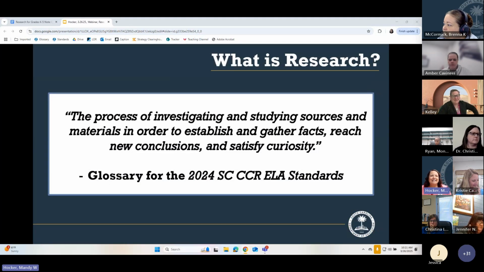All right, let's take a look at the definition of research from our glossary. So we have our glossary for the 2024 ELA standards. Here's what the definition of research is. What draws your attention in this definition? How does this align with some of your define, describe, defend?